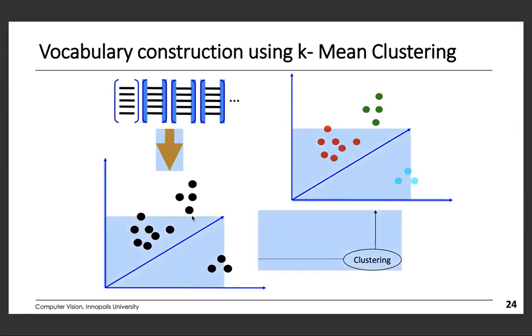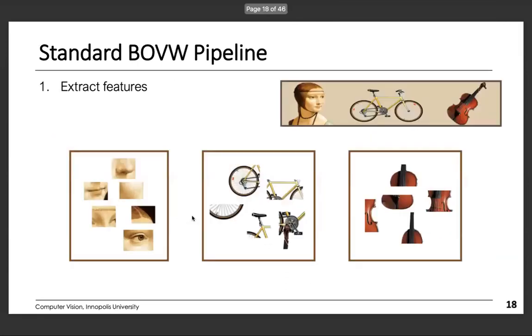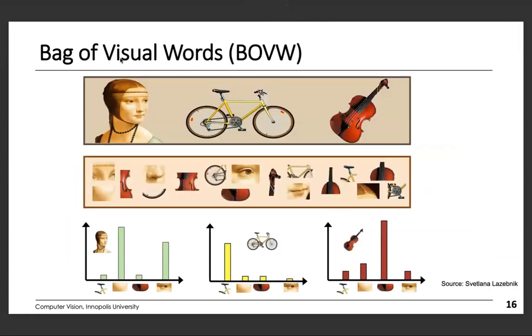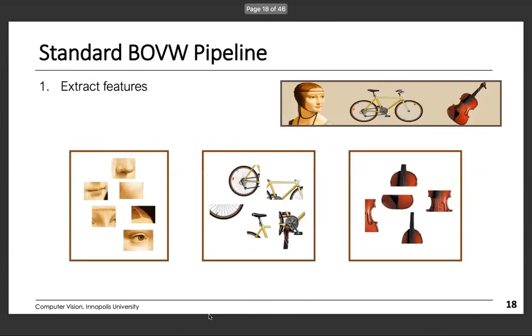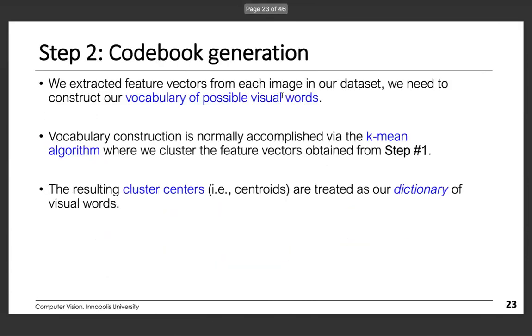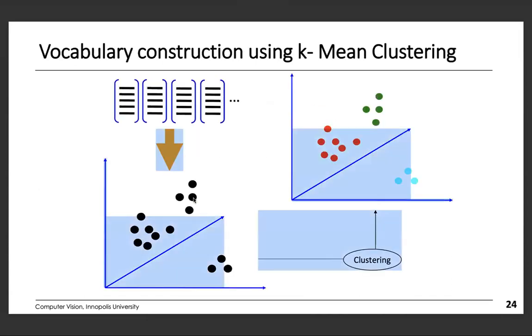So if we go back, say we have lots of images of faces. All of them are going to have eyes. All of those eyes will be in the initial big list of possible visual words. But we don't need all of these eyes. We just need one eye, right?